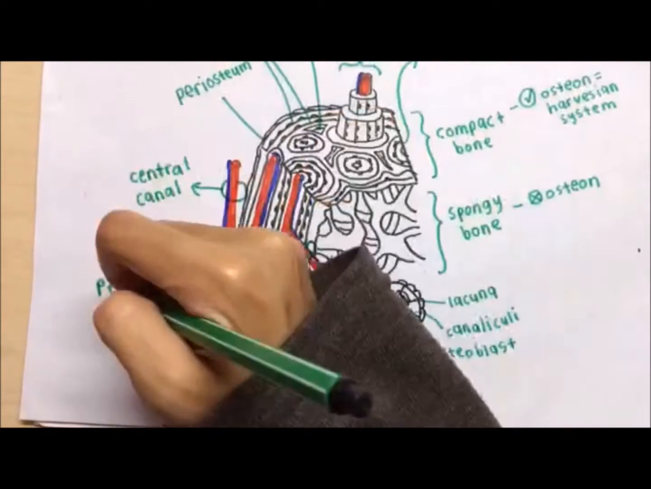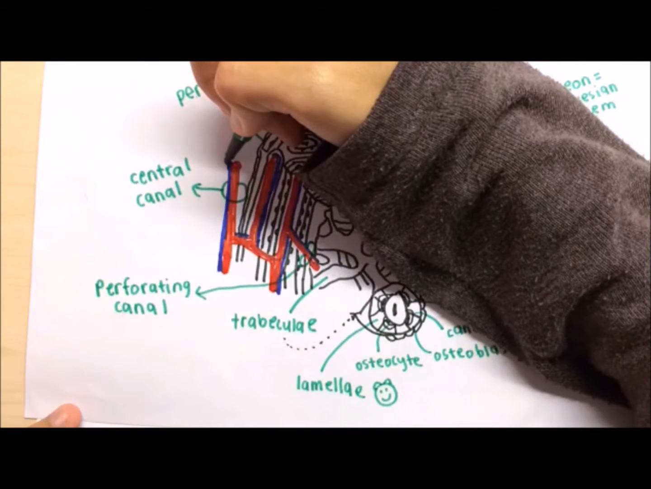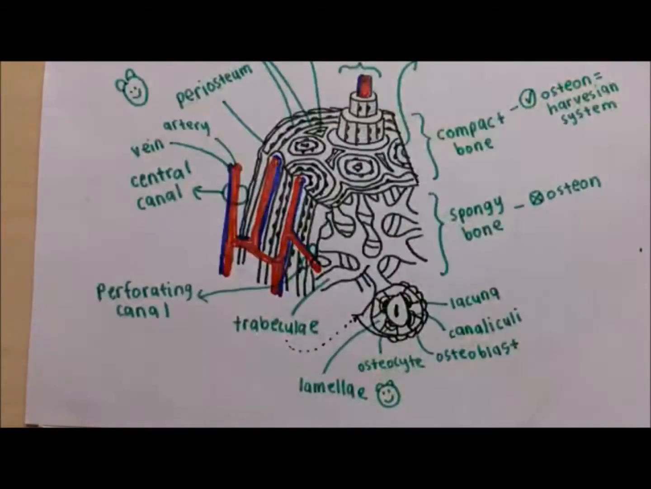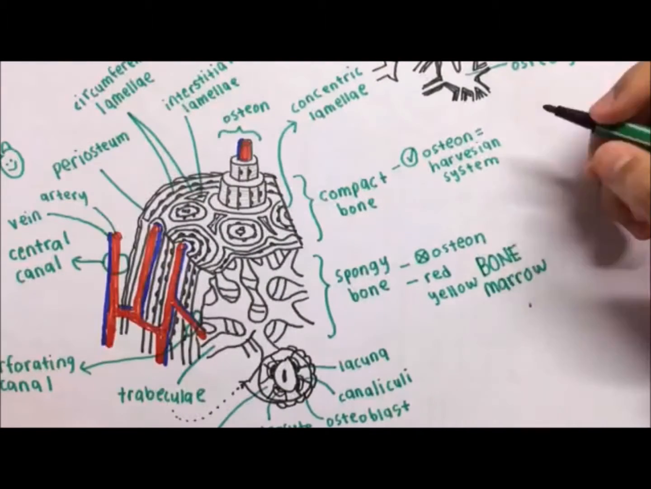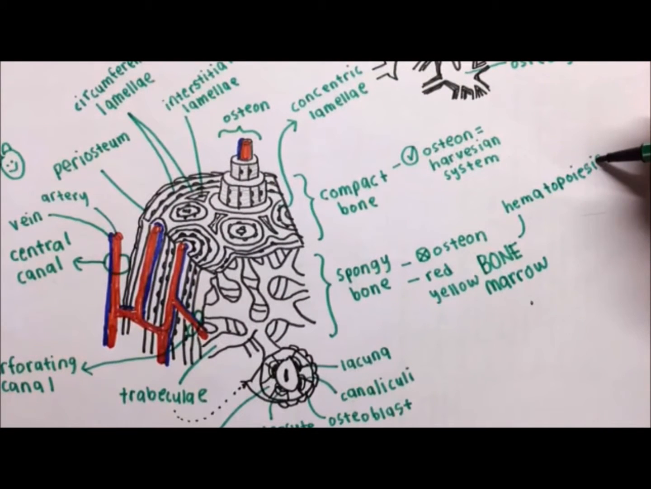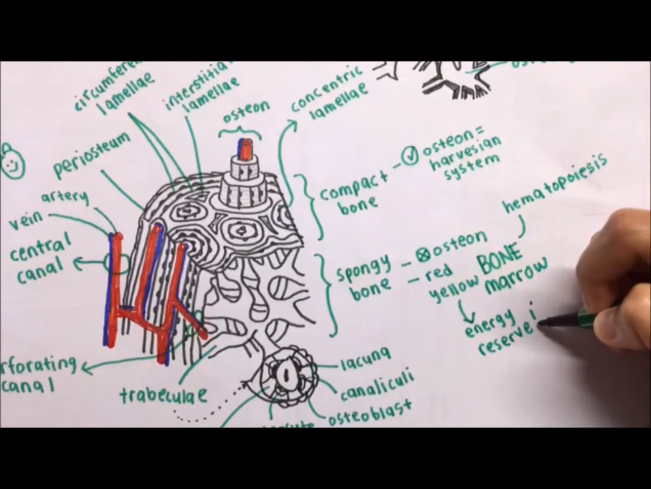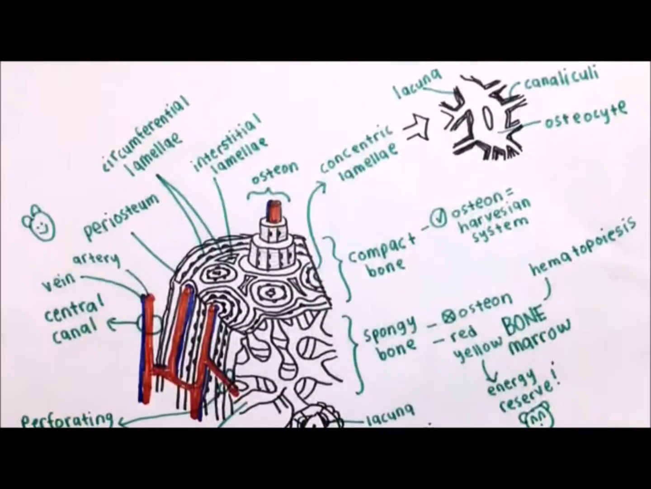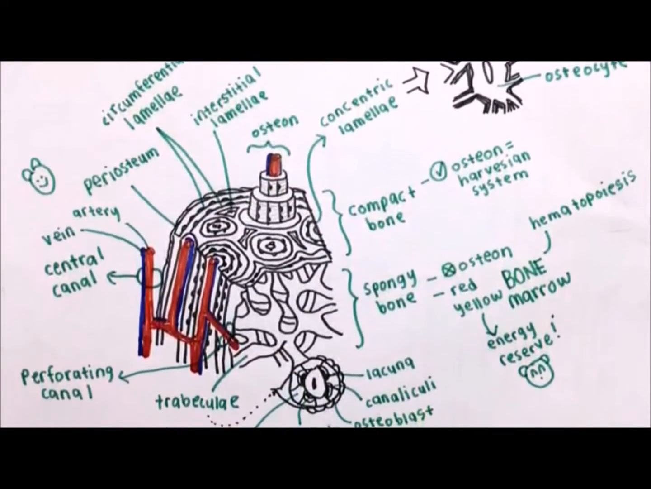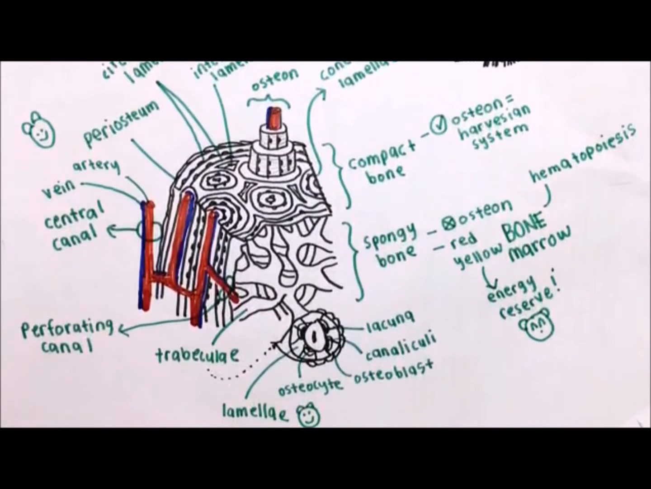Not forgetting the central canal and perforating canal, which allow the penetration of blood vessels, lymphatic vessels, and nerves from the periosteum. The function of red bone marrow in the spongy bone is to undergo hematopoiesis, while yellow bone marrow is for energy reserve. Now, that's all for the histological structure of the bone.